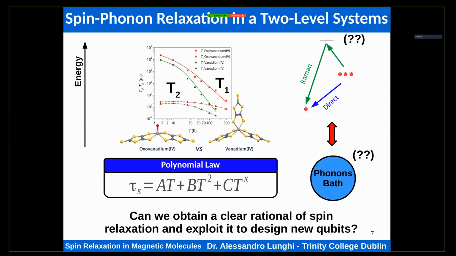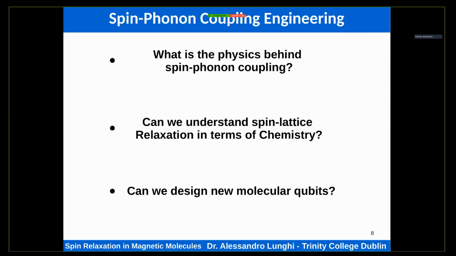So let's say our end goal is to engineer spin-phonon coupling and increase T1 as much as possible. I would say there are three fundamental steps in this direction. The first one is understanding the physics behind spin-phonon coupling. Then we will need to connect the physics to the chemistry. And then once we know where to look for new molecules, we actually need to find them. So this is the problem of design of new molecular qubits. The presentation is essentially structured along these three points. I'll start with the first and then proceed with the rest.